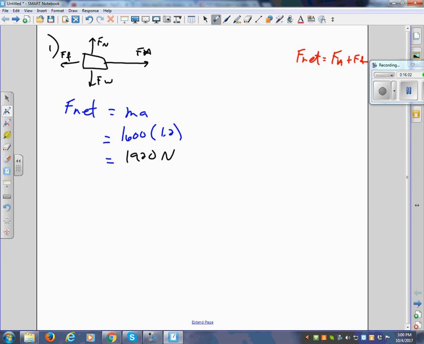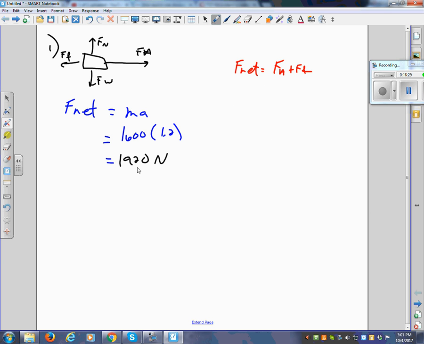1920 newtons. Now, everyone's first instinct is to automatically just subtract friction. No, you can't. Why not? Don't you always just subtract friction? Nope. The best bet is to not think about that and just take what you figured out. F net is 1920. Take that and put it in the right spot.